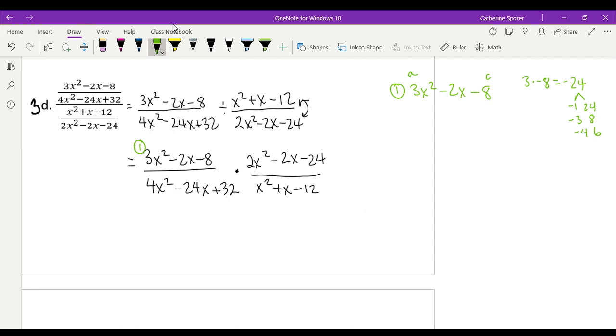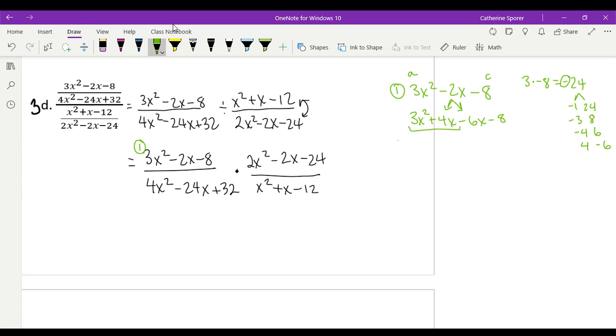So negative 4 and 6 is almost it. That's positive 2. So I'm just going to flip those signs, 4 and negative 6. So we need 1 negative, 1 positive because we had a negative 24 there. So I'm just going to split this b term into those two. 3x squared plus 4x minus 6x minus 8. Then we're doing the grouping method.